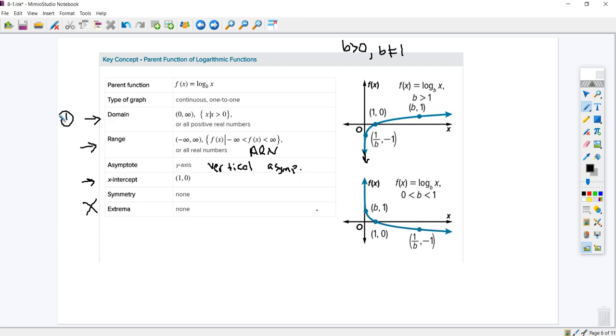Domain is important. Not all real numbers. It's mostly restricted by a number, but it is x. x is greater or less, some kind of thing. Range is ARN all the time. Asymptote, there will be always a vertical asymptote.